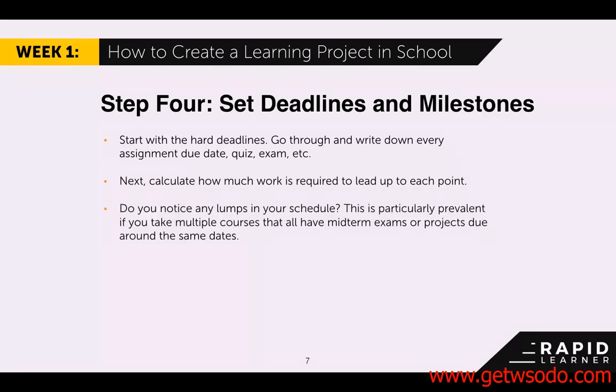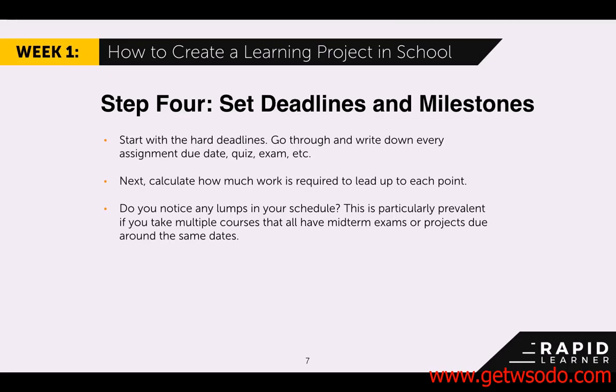So once you've done this, once you've decided how much work is required behind each deadline, I want you to look to see if there's any lumps in your schedule. This is something that doesn't usually happen in an individual class, but it may happen if you're taking multiple classes. So I'll give an example. If you're taking 5 classes, it's very common for those 5 classes to have their midterms all in the same month. So you may have 5 midterm exams that you are expected to study for all in October, whereas in September there's nothing, and in November maybe there's only 1. So you have a really crazy month for October, but you don't have a crazy month for September or November.